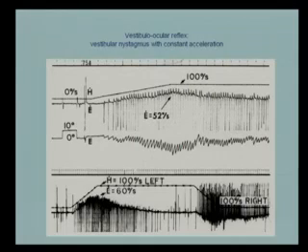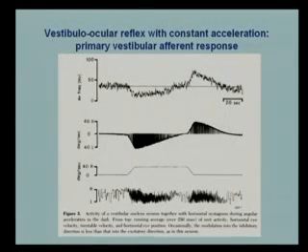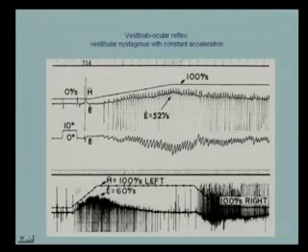This is to show exactly the same result in a human, and just to show that although we can't measure primary afferent activity in a human or vestibular nucleus activity, we can measure eye velocity. Here's the nystagmus envelope to a constant acceleration in a monkey, and here it is in a human, exactly the same. So we can induce from this that in fact what we're measuring, eye velocity, is vestibular nerve and vestibular nucleus activity.